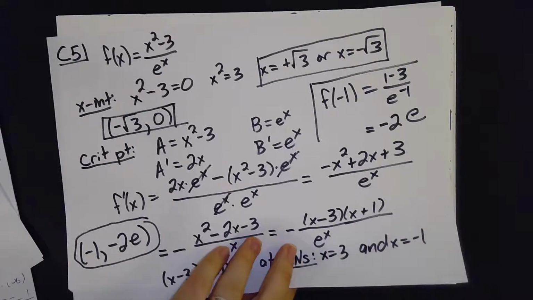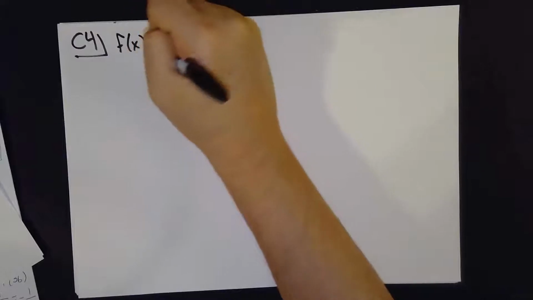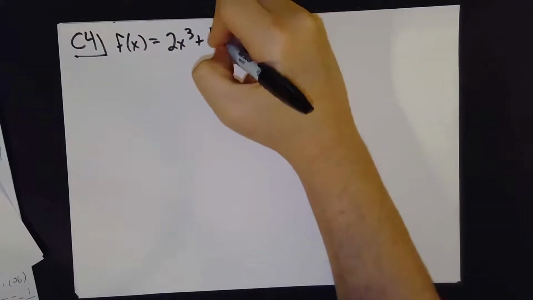Okay. If you have questions about this, let me know. I'm going to hop on over to question 4 from C as well. Okay, so 4C4. This one is about the function 2x cubed plus 5x squared plus 2x.